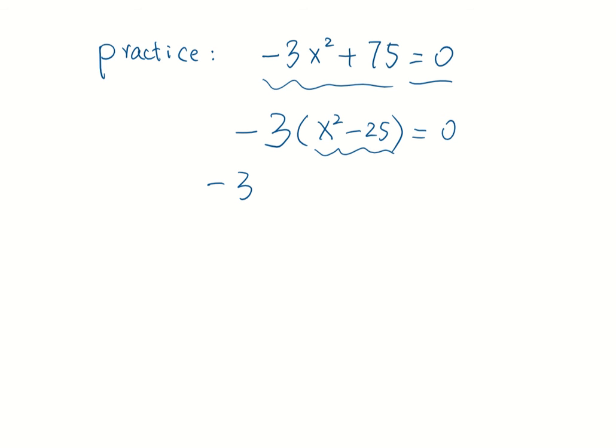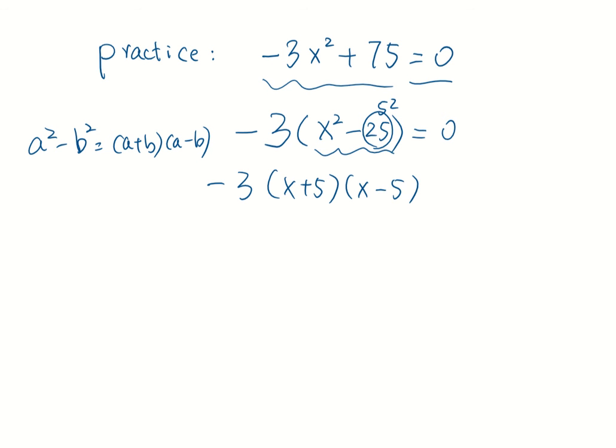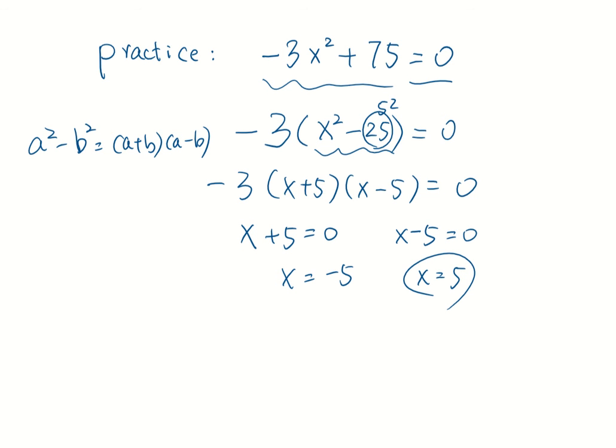Remember, last time we talked about the difference of squares. a squared minus b squared is equal to a plus b times a minus b. We'll use this formula. So 25 is 5 squared. Here we have x squared minus 5 squared. So it's factored as x plus 5 times x minus 5. So two equations, either x plus 5 equals 0 or x minus 5 equals 0. So x is either negative 5 or positive 5. Two solutions here.